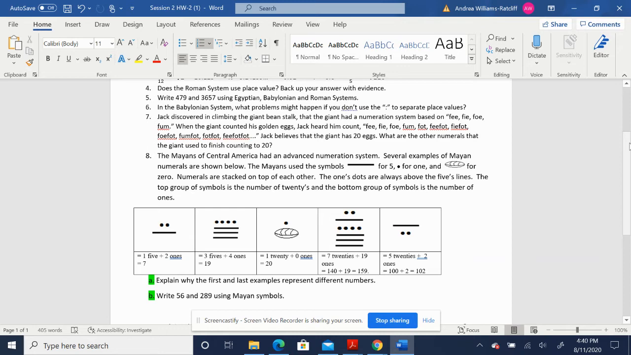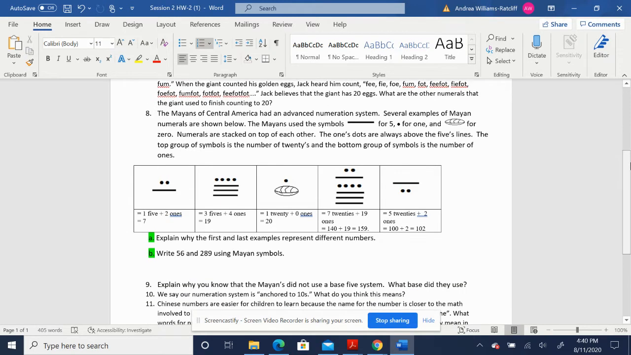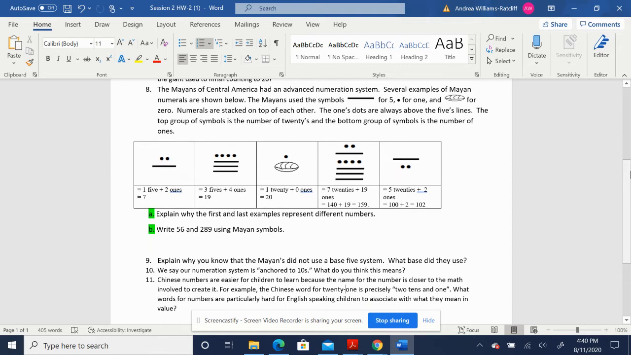terms of value. Okay, so number 8 is a Mayan counting system. Okay, and it's a pretty advanced system. Some examples of Mayan numerals are shown below. It's important to know that the line represents 5. We have a dot for a 1, and we have like this little leaf-looking symbol for a 0. Okay, so numbers are stacked vertically instead of written horizontally.